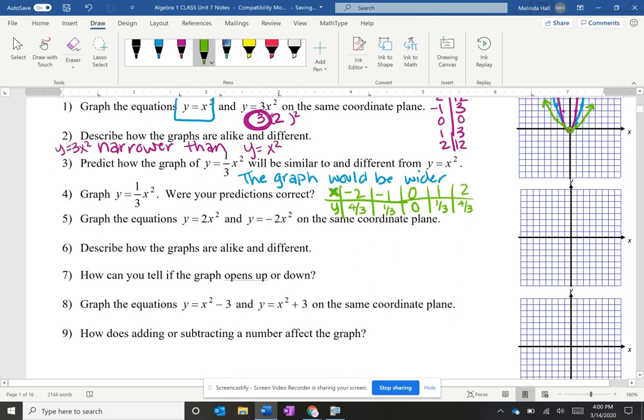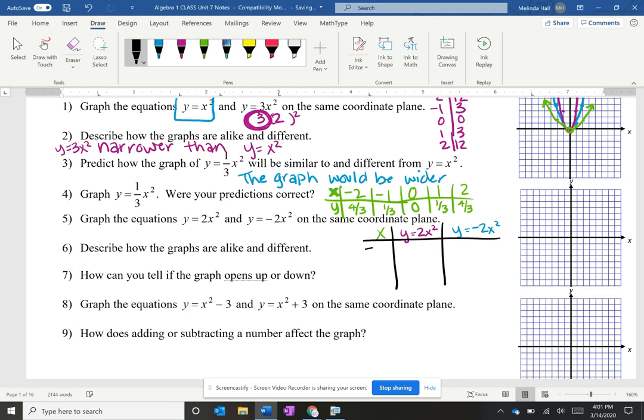So if we look at y equals 2x squared and y equals negative 2x squared, this is going to be a different scenario, but we can make a table of values, and we will do x and y equals 2x squared and y equals negative 2x squared. Let's make a nice big chart. So we're still going to use negative 2, negative 1, 0, 1, and 2.